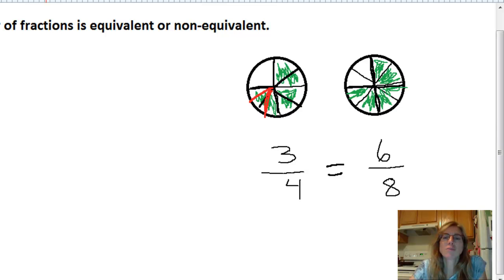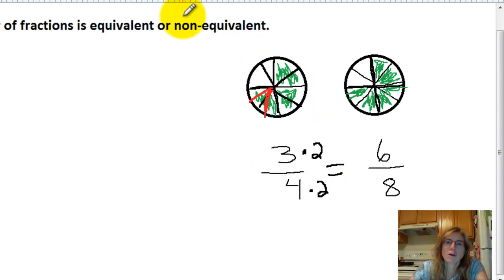And what that means mathematically is that whatever you did to make 6 pieces, so if I cut each of these in half, I multiplied by 2, and I made 6 pieces. Then the exact same thing will happen to the denominator. You have to multiply by 2, or you have to cut everything in half, essentially. So now you have 6/8. 1, 2, 3, 4, 5, 6, 7, 8.